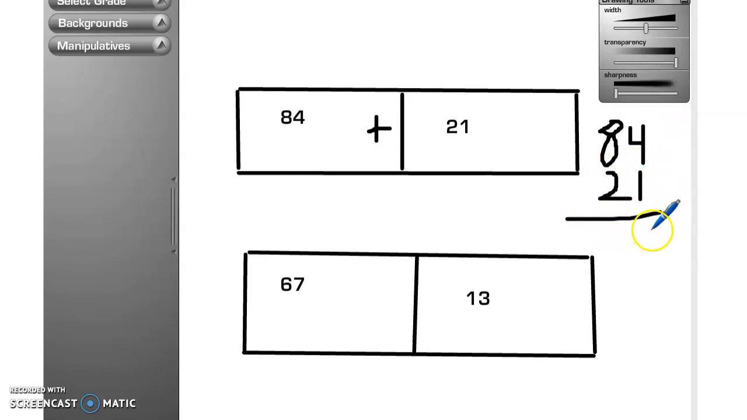so 4 plus 1 is 5, 8 plus 2 is 10, so I put a 0 here, I carry the 1. So my answer is 105. So you can always make these graphs to kind of break apart the numbers when you're using it for word problems. Your next one is 67 plus 13.